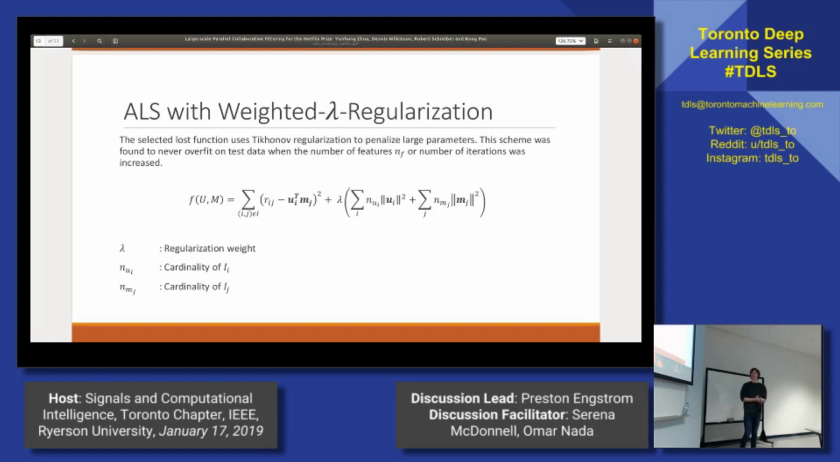Get a little bit more into their loss function. So it's, again, just root mean squared error, but they have this regularization function here, which again is Tikhonov regularization, which I'm never going to be able to say properly.